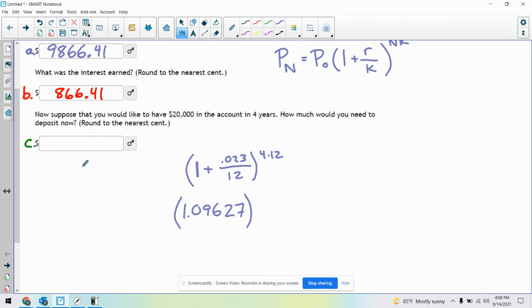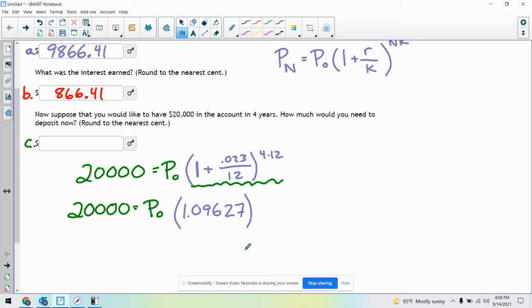So this is just going to be 20,000 equals P sub 0 times this thing. So the last step, you can do it all from the beginning again. I just know there's no reason to because we already have this whole thing simplified. So here you could either just solve this thing again, or I know this is going to be this. So then the last step here to get P sub 0 by itself is just to divide both sides by this number.